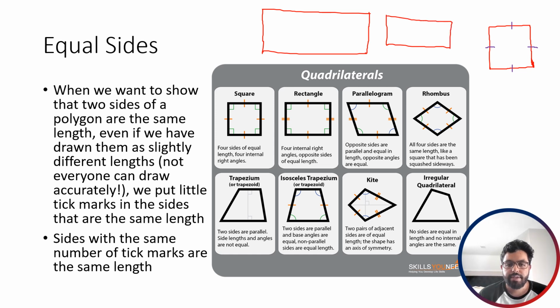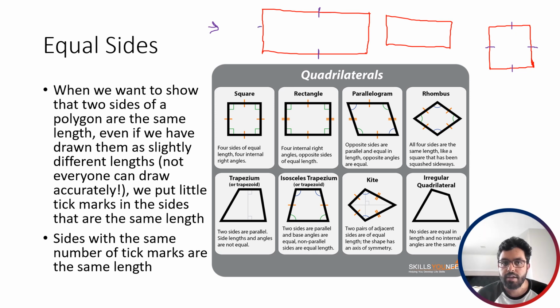So I want to indicate that the top side and the bottom side are the same length as each other in this first rectangle on the left. So what I'm going to do is put one tick mark through the top and one tick mark through the bottom. So that's telling you that the top side and the bottom side of this rectangle are exactly the same length as each other, even if I didn't quite draw it perfectly. And then I also want to show that the left side of the rectangle and the right side of the rectangle are the same length as each other, but not the same length as the top and the bottom.